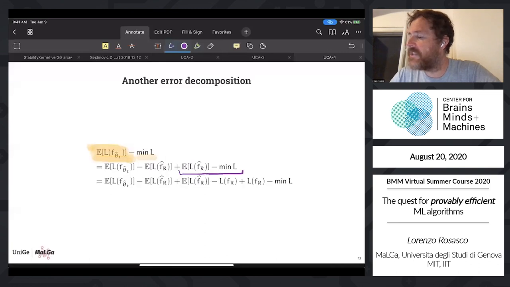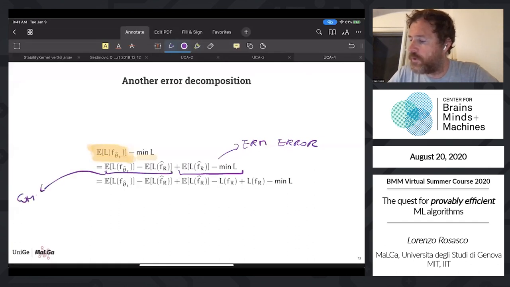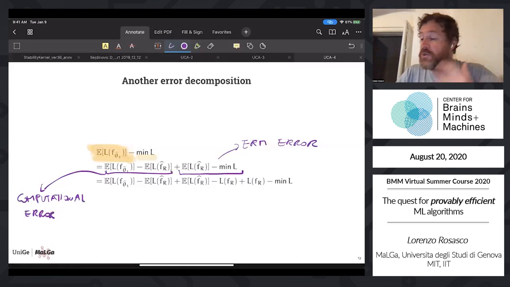What you have now are the same terms you had before. You can now add and subtract the exact empirical risk. And then you have the same error you had before, this is just the ERM error. And then you have this new term, which is what you might want to call the computational error. Notice that this is not the standard error. This is the computational test error, okay? So it's the test error that you will make on future data, not on past data.